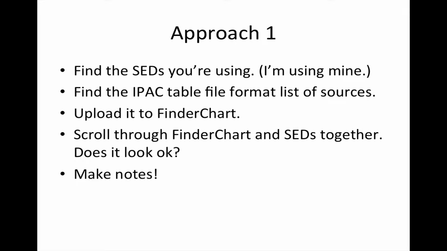So the first approach I'm recommending is to identify the file with the SEDs that you're using. I'm going to use mine. You will need to find the IPAC table file format list of sources that I gave you. You need to upload that IPAC table file to Finder Chart so you can get chunks of the sky for all of these positions at once. Then you want to scroll through and look at the finder chart images and the SEDs together. Make sure everything looks okay and take notes. Make sure you're taking notes in the right line. If you were assigned to start at source number 50, then you should be working at source number 50, not the first source in the file.